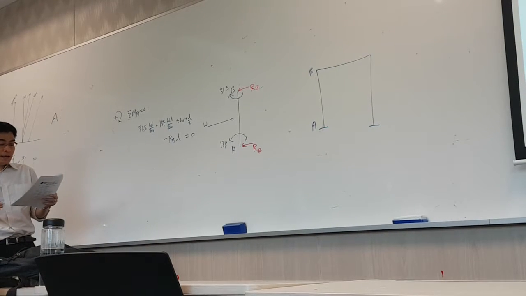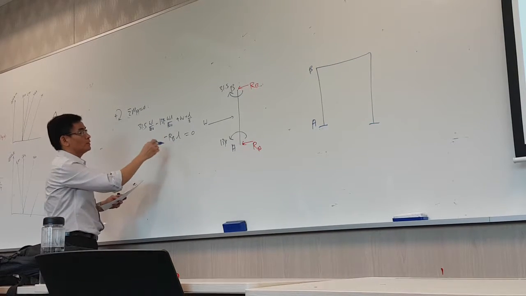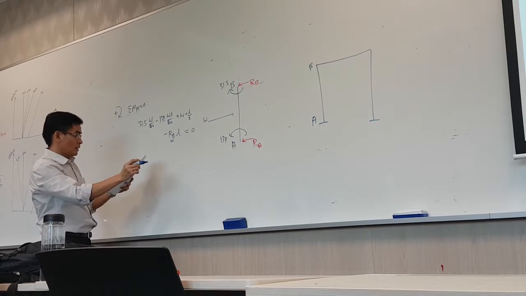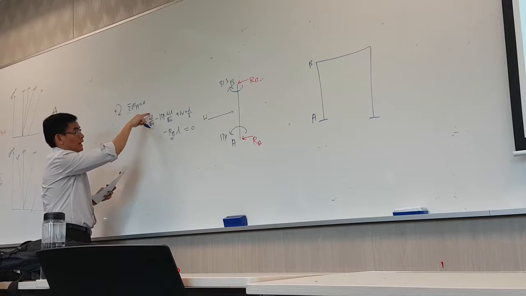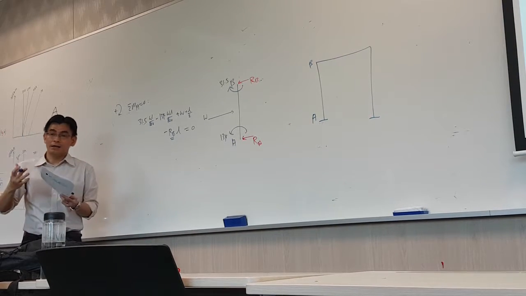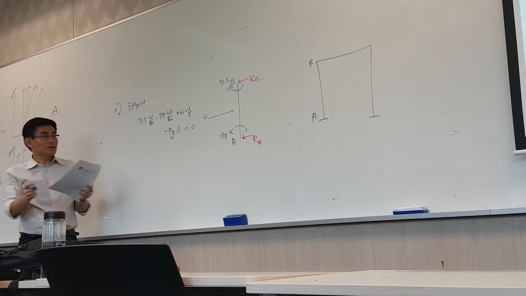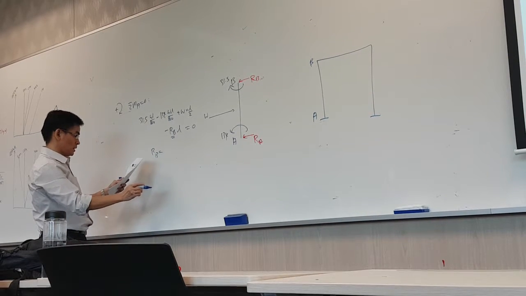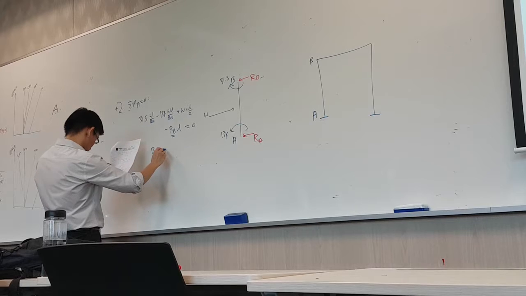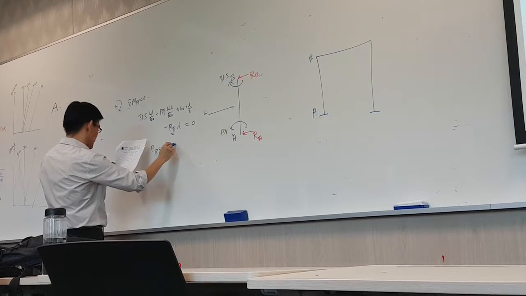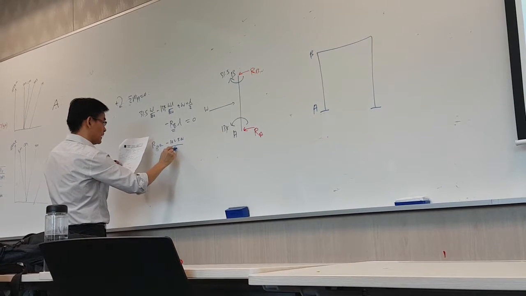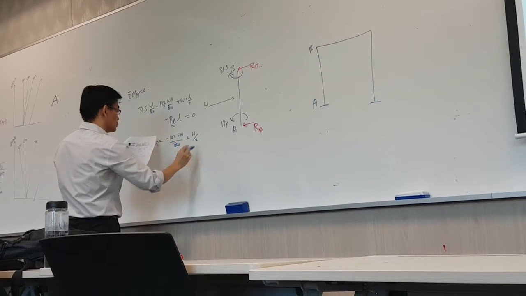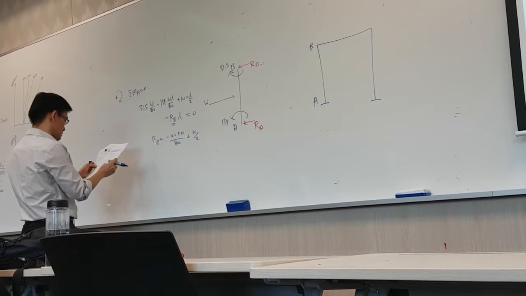With that, will you be able to work it out? You need to find RB. W and L are known values. So you will be able to determine that RB equals minus 102.5 W divided by 800 plus W over 2.